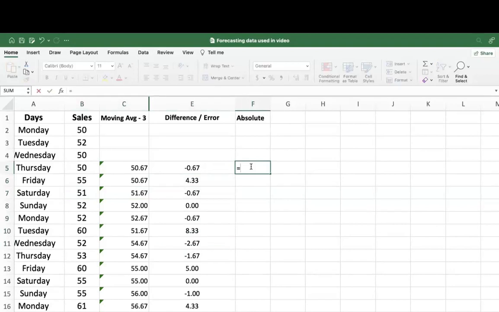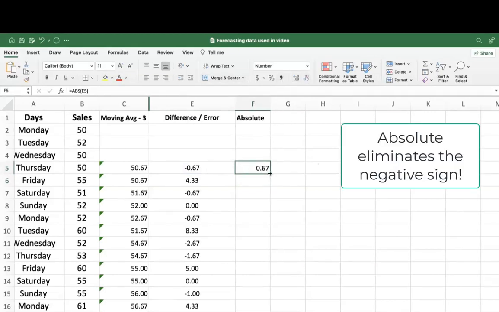Okay, for this one, we will use what is called absolute value, which means absolute of negative 0.67. And guess what will happen? If I hit enter, what will happen? This one will be converted to 0.67, and this negative will be taken away. So here you go. Everything is exactly the same, only that negative is taken away.